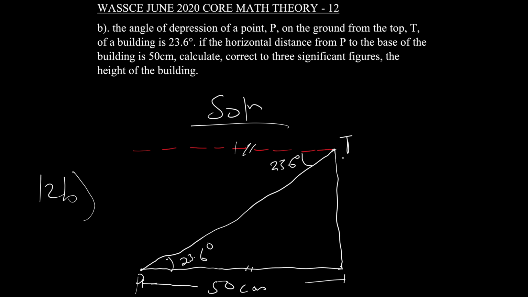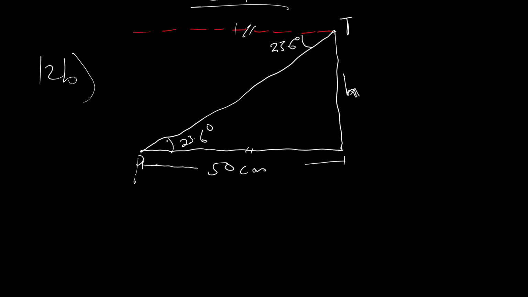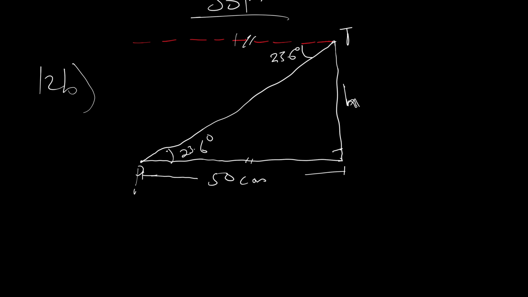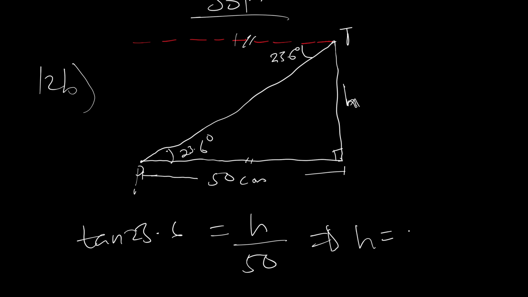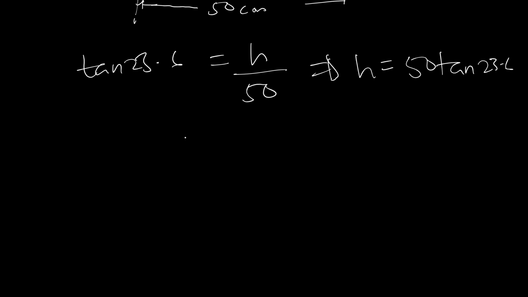So now this will be the height of the building. We don't know the height of the building, so that will be H. But we can say that tan 23.6 is equal to opposite, which is H, over the adjacent, which is 50. So then our H will be equal to 50 tan 23.6.